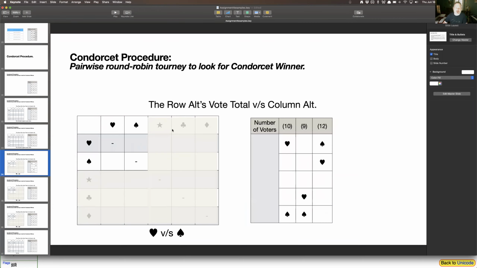All right, so what's the total for hearts? The total is going to be 10 plus 9, right? Both groups rank hearts over spades. So for hearts against spades, it's 19. And then for spades against hearts, the row is where I put their total, that's going to be 12. All right, so that is the total there.